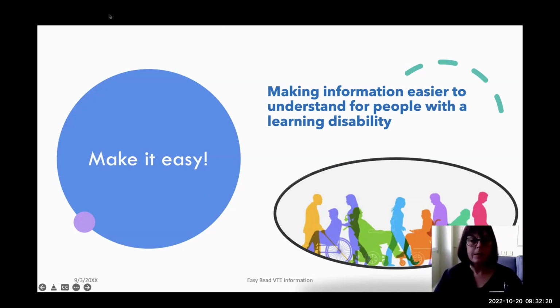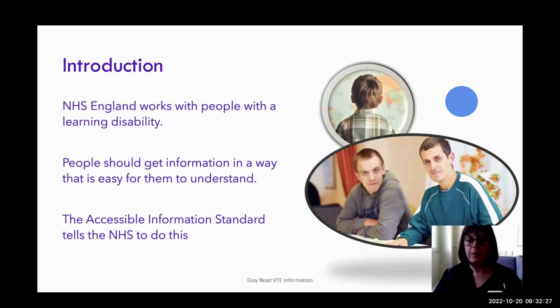Disabilities and dementia to understand. It's quite simple, really. You just need to make it easy. So what is accessible information all about? Well, it's mandated in the Accessible Information Standard, which says that people should be able to get information in a way that's easy to understand for them. And NHS England works with people with learning disabilities to ensure that this is appropriate for the audience.